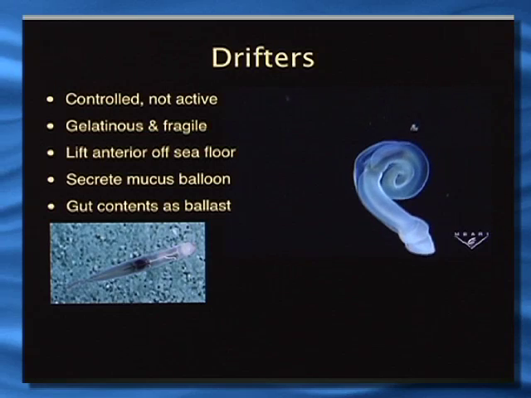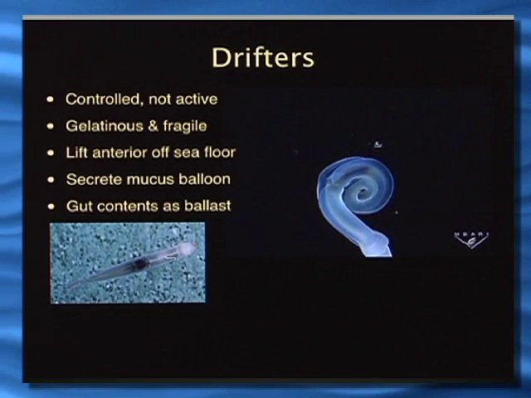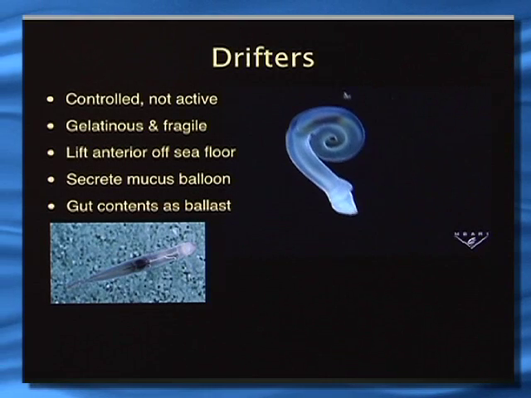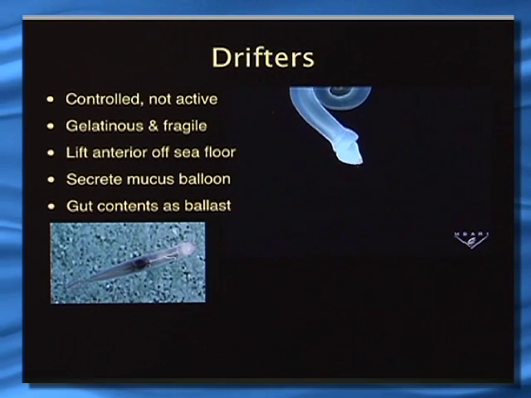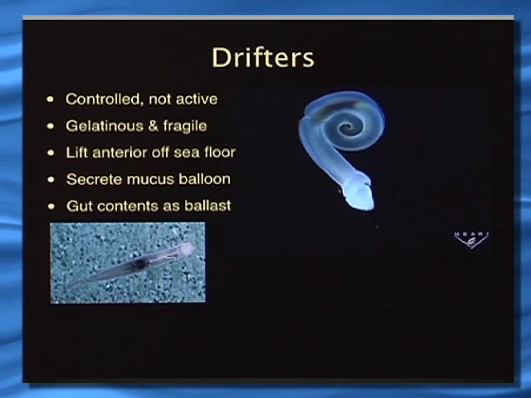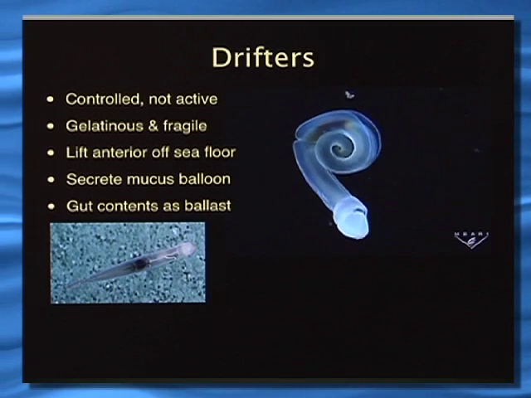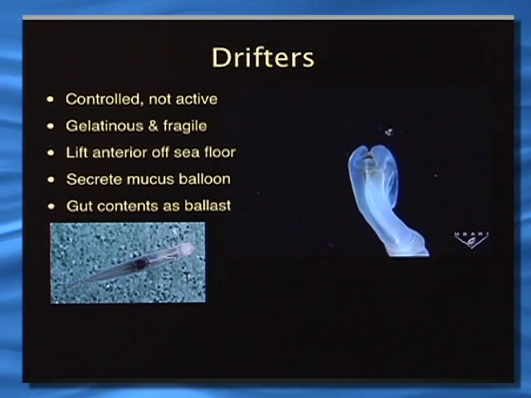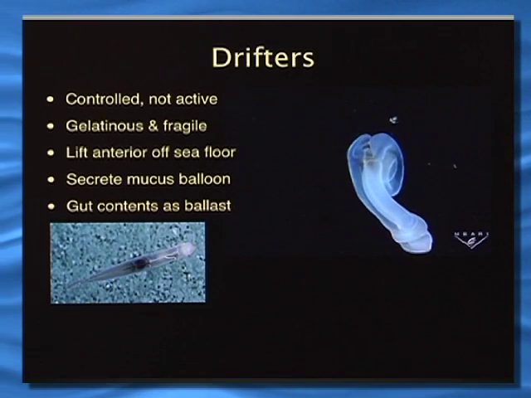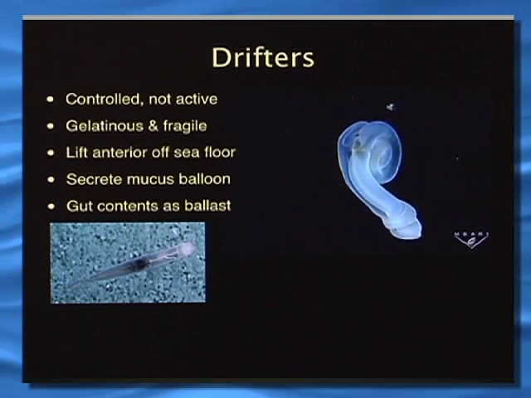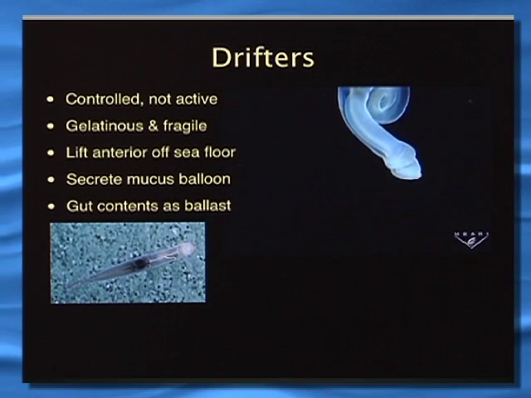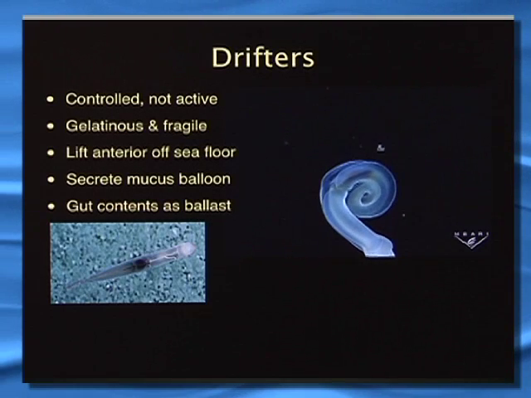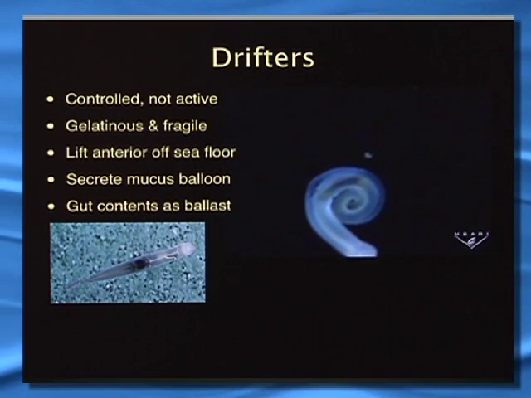The way that they seem to do that, their bodies are very gelatinous, very fragile. They empty their guts, which is all sediment, so they're dropping their ballast, essentially. They lift the anterior half of the body up off the seafloor, and they produce a mucus balloon. Evidently, that creates enough drag to pull them up into the seafloor currents. They coil into a very tight, very specific shape like this, and then they drift along.